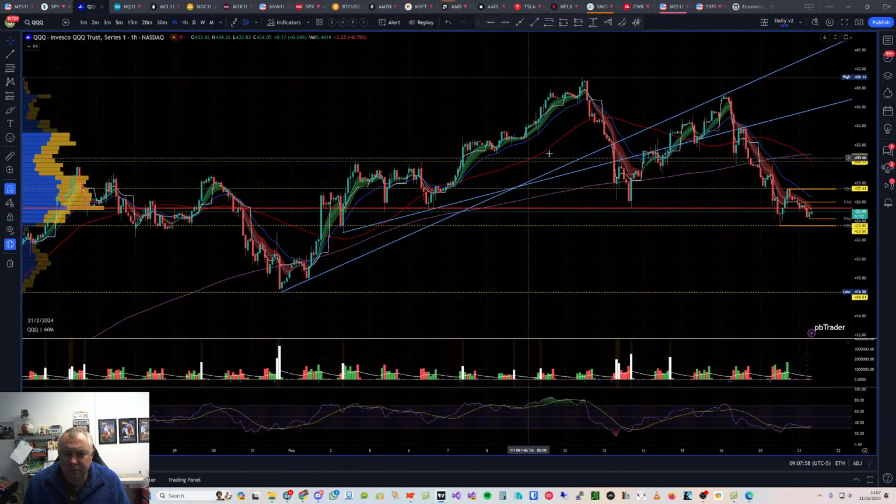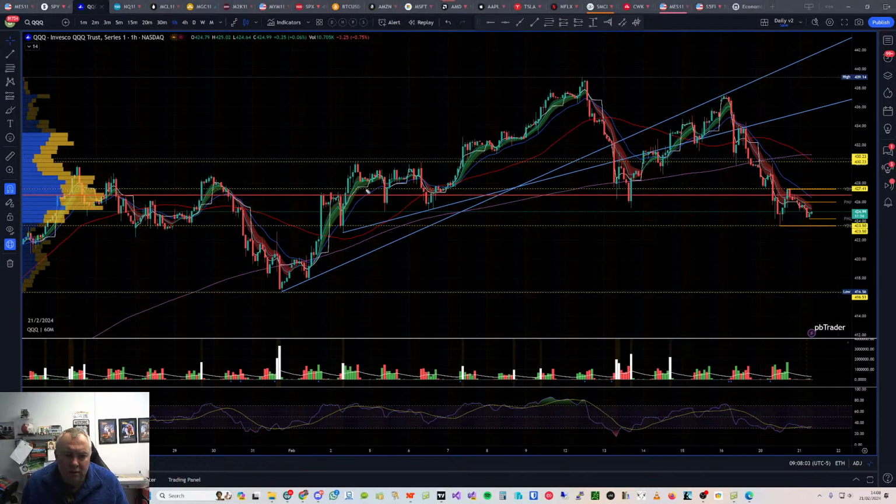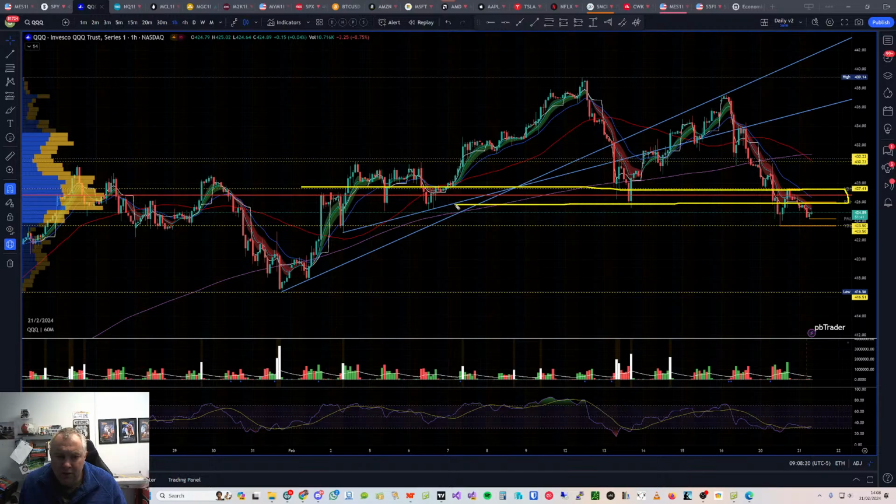QQQ, we kind of got this hourly head and shoulders, not the greatest pattern. Left shoulder, head, right shoulder. Neckline is the level we've been watching for some time, 427.40. This region to 426, so a dollar neckline. We haven't broken through it yet.